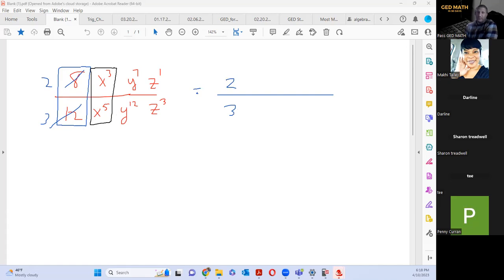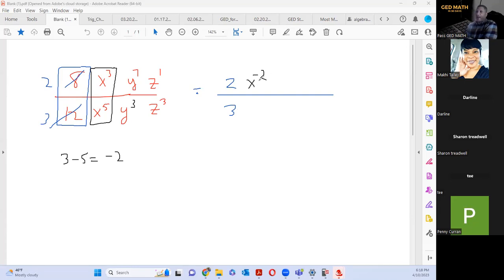Let me change these up a little bit. Let me change that to a 3. Okay, so now we're looking at the X's because they have the same base. And because we're dividing, it's 3 minus 5, which is what? Negative 2. So we got X to the negative second power.